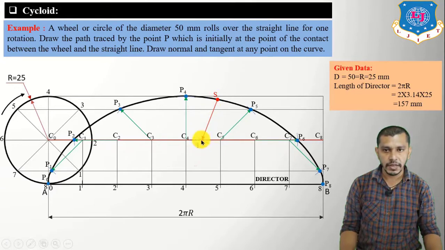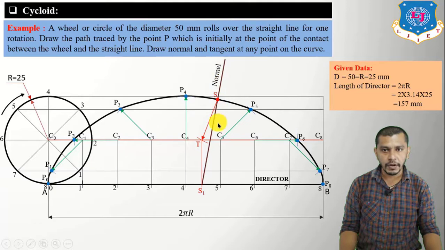So this will be our T point. Now from point T, draw a line perpendicular to the director like this. This will be our S1 point. Now connect S1 to S, which will be our normal, and the line perpendicular to the normal and passing through point S will be the tangent.